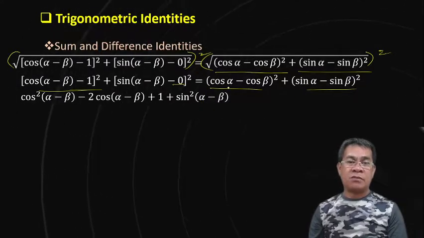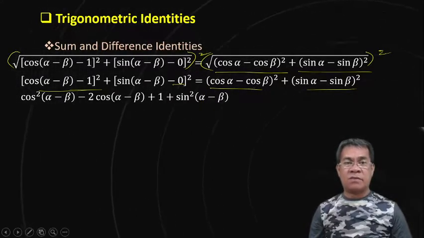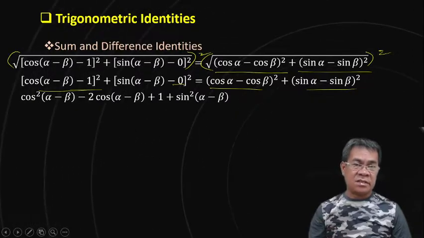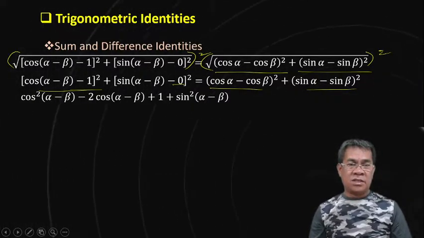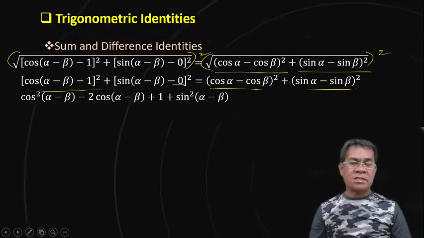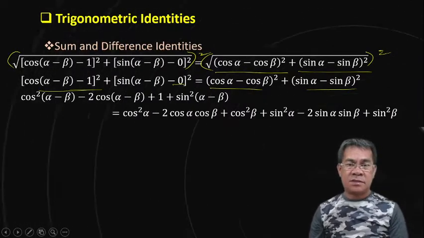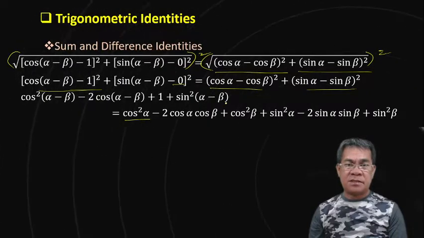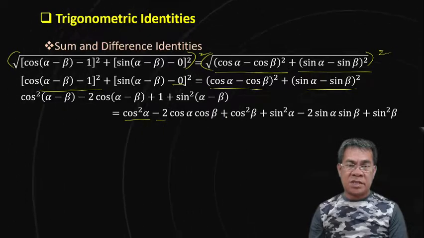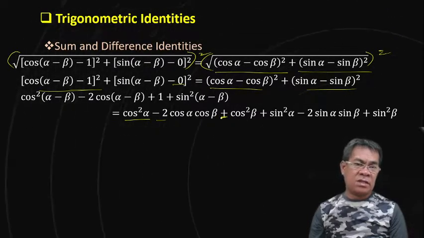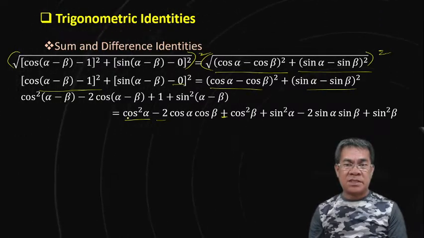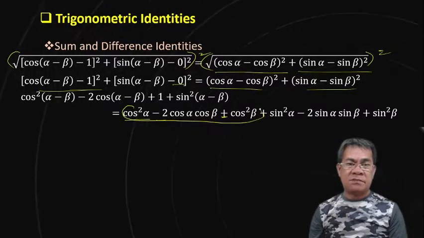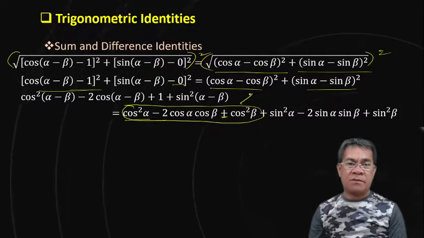But this one, because this is 0, this is simply sine square of the angle alpha minus beta. Now this one is again a square binomial. Square the first, twice the first and second, square the last. We use the shortcut way to expand the square of a binomial. Square the first, then twice the first and second, because this is minus, this should be minus. Then square the last, which will always be a positive value. Therefore, these terms are the expanded form of this one.